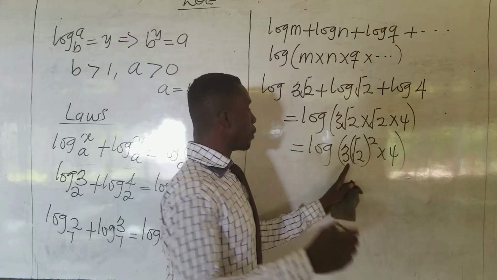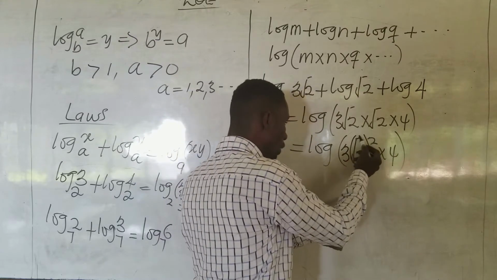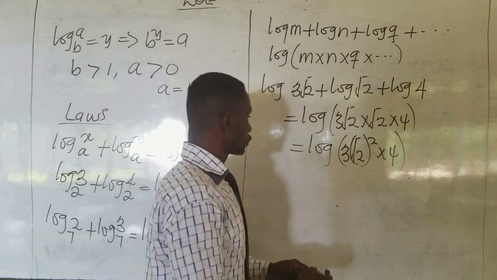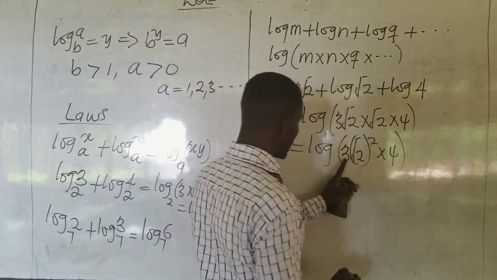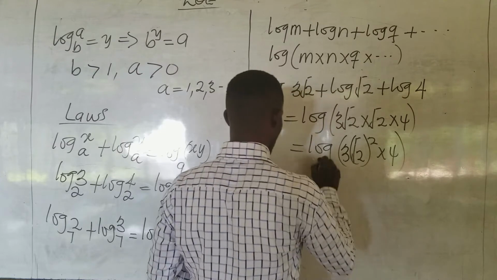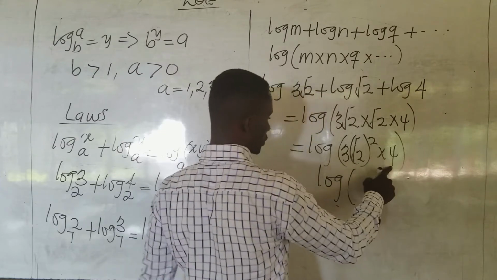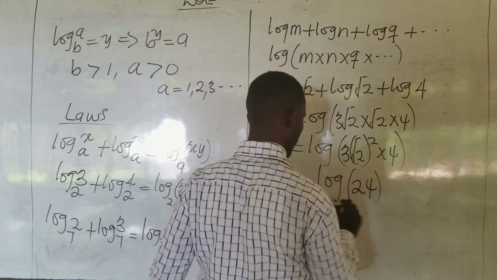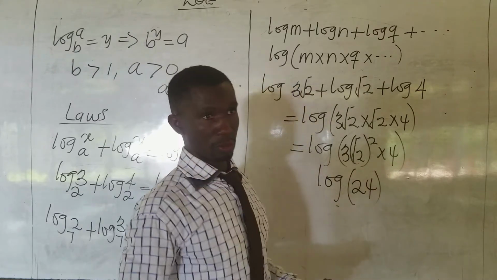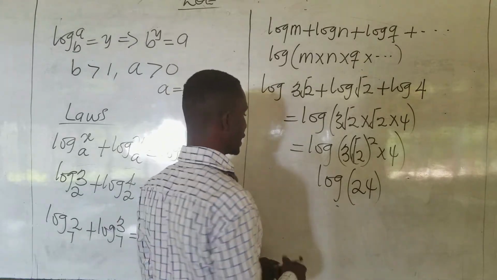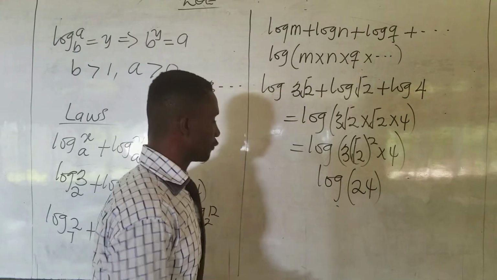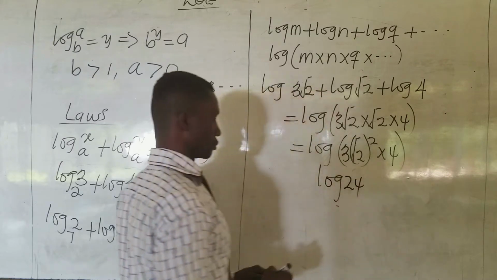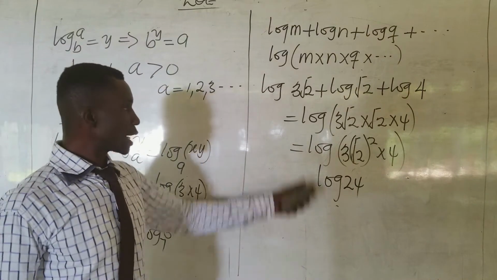But it is very abhorrent for students to use the 2 to cancel the square root. It is mathematically incorrect to do that. So this will give me 2 times 3, which is 6. Log of 6 times 4 is 24, because 6 times 2 is 12, 12 plus 12 is 24. Base 10, because the base is 10. So this will give you log 24. That's how we do it.